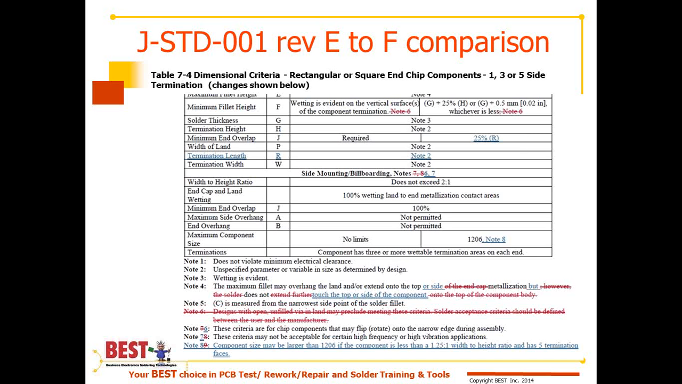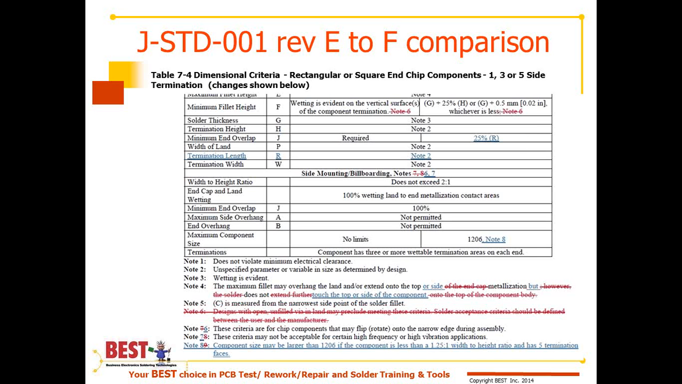And for the side mounting or billboarding, they've just changed the notes because Note 6 was removed, so they've renumbered the other notes. And then you can see in the notes there, they've changed some of the wording. They've taken out part of it for Note 4 and added in the wording there. So the statement now reads, the maximum fillet may overhang the land or extend onto the top or side metallization, but does not touch the top or side of the component, just to make it make a little bit more sense.